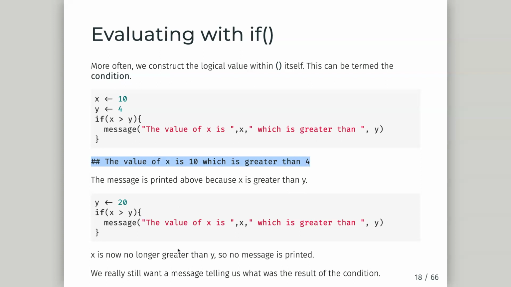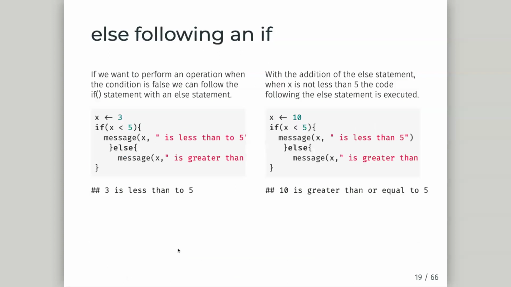But we probably want to see still some message, something about what happened. Just no message is maybe not the best way of doing this. So we can actually add something called else. In this case, I'm going to do the same setup where I'll have an if, and then I'll have my expression. But then at the end of my first expression, immediately following it, I'll have else, and I'll open up another expression and more curly brackets. And then there, I'm going to put a message, x is greater than 5. So the first one is less than, second one is greater than.